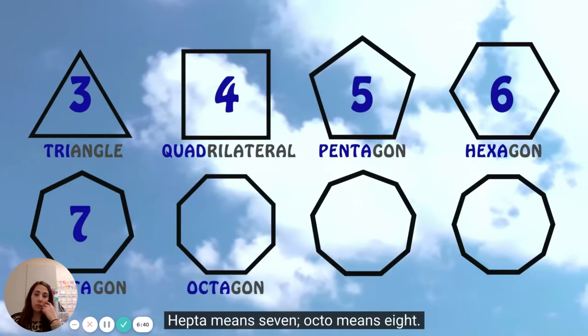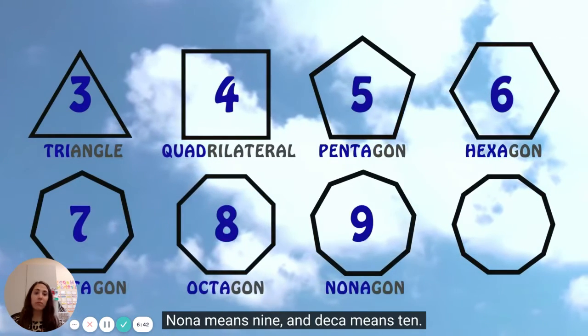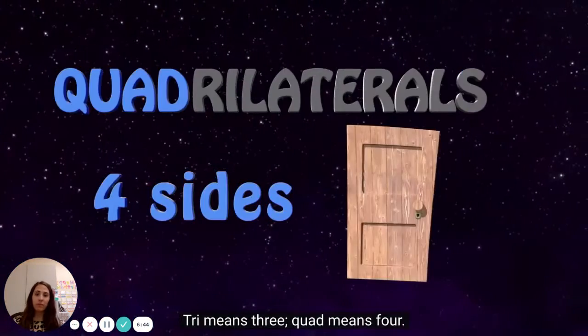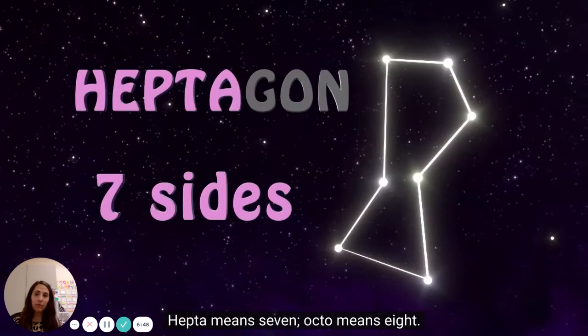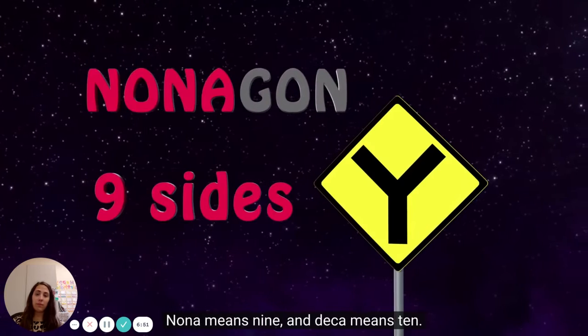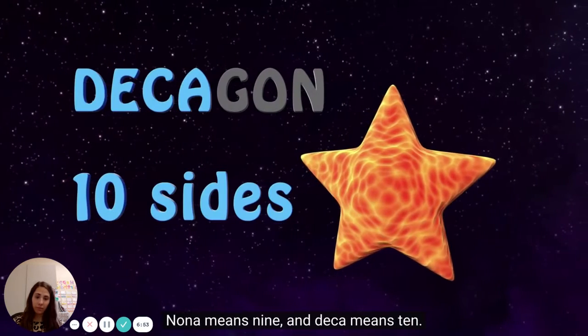Hepta means 7, octa means 8, nona means 9, and deca means 10. Tri means 3, quad means 4, penta means 5, and hexa means 6. Hepta means 7, octa means 8, nona means 9, and deca means 10.